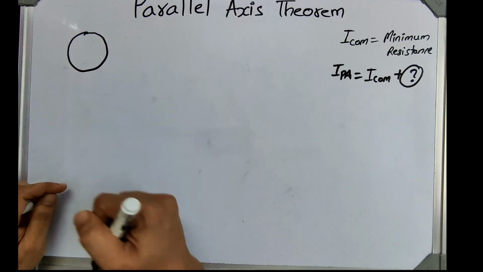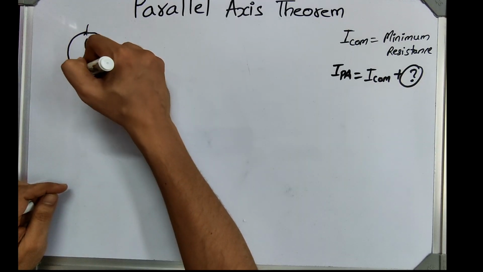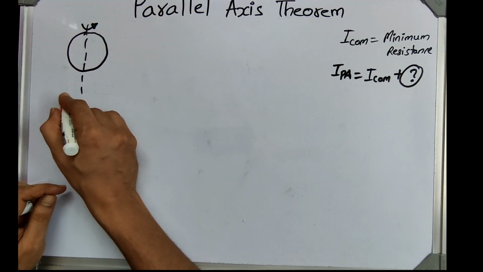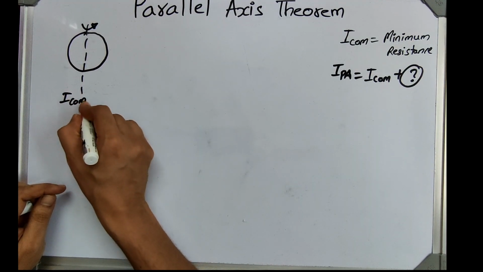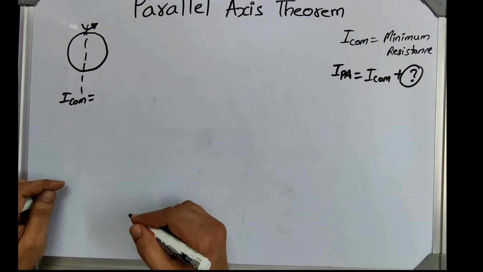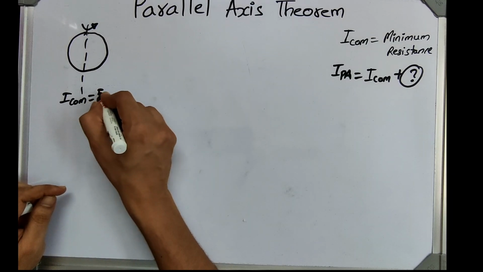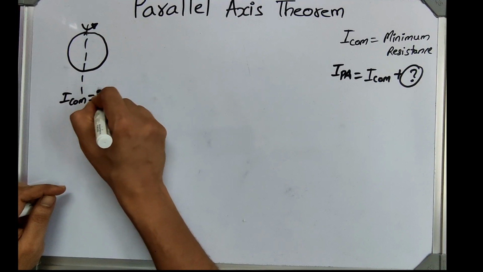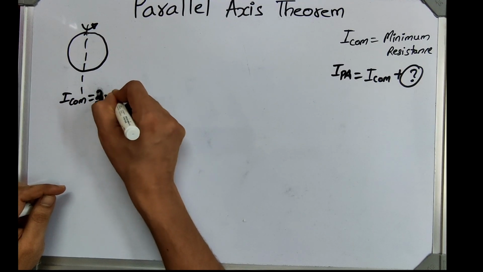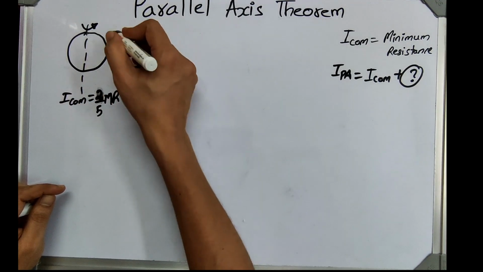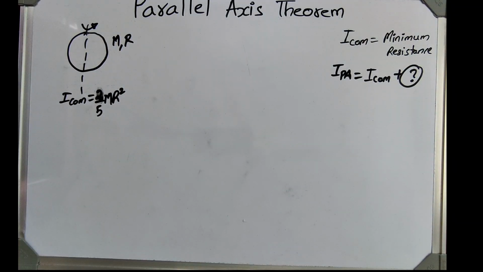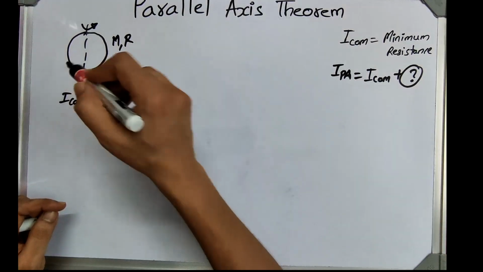Here is the solid sphere and here is the axis of rotation passing through its center of mass, and we have a value for this I_COM. You might know that for a solid sphere, the value is, sorry, not 5 by 2, it is 2 by 5 m r square. But what is m and what is r? m is the mass of the object, r is the radius of the object, or the radius of the sphere in this case. Now this was one part of the experiment.